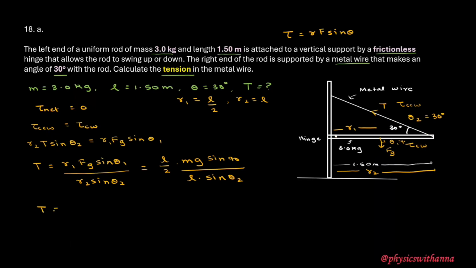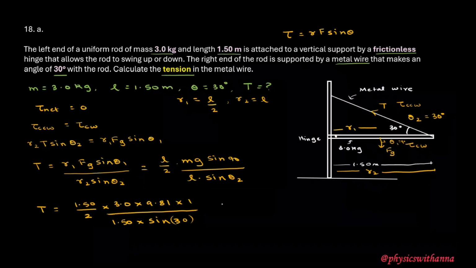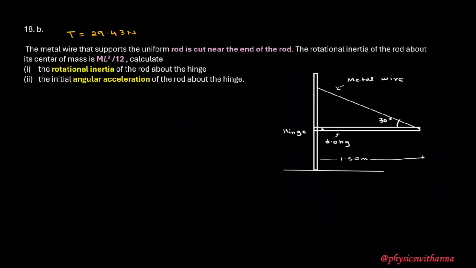So we write T to be equal to length of the rod, 1.50 over 2, times mass of the rod, 3 kg, g is 9.81, sine 90 is 1, over again the length of the rod, which is 1.50, into sine 30. Now when you're calculating the value of tension, make sure your calculator is in degree mode because all of these angles are measured in degrees. And when you solve this, you get the tension in the string to be equal to 29.43 Newton.